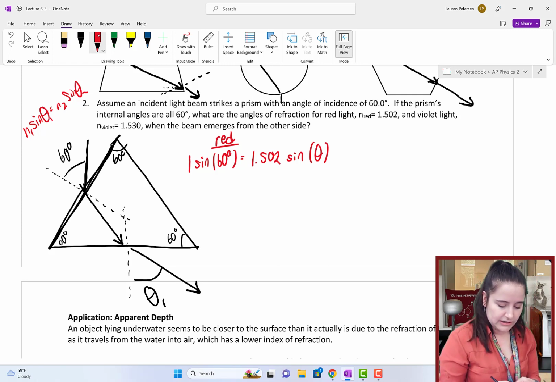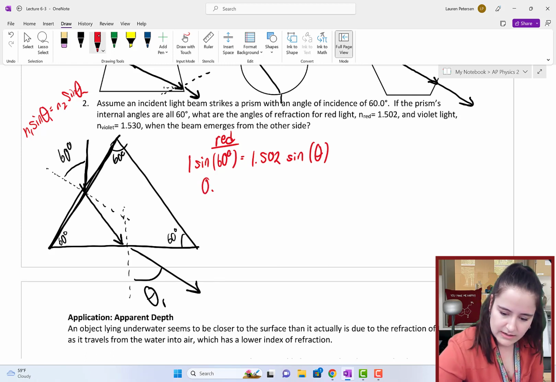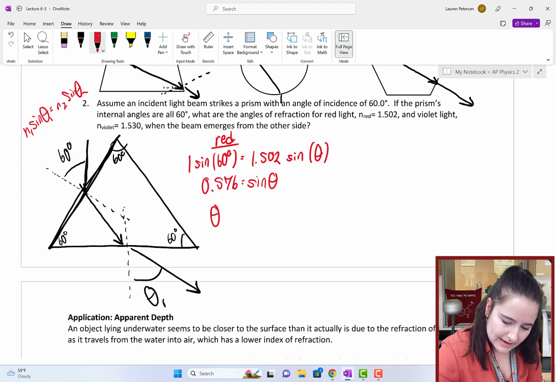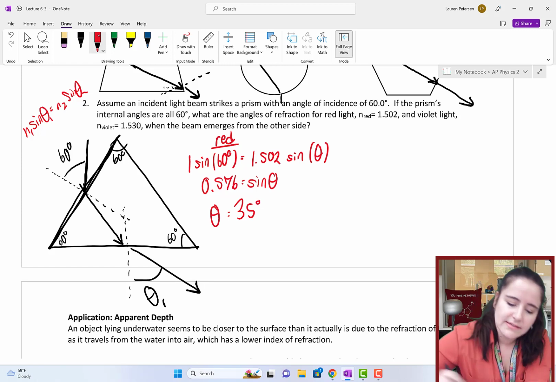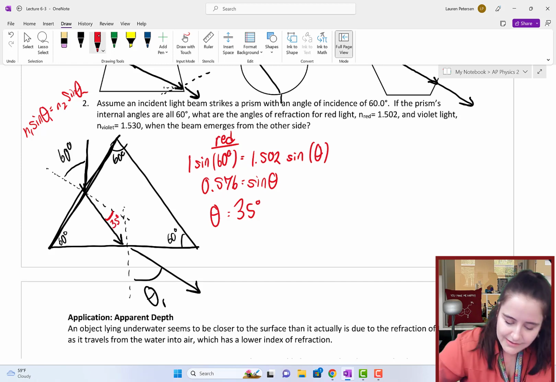The sine of 60 degrees is 0.866 divided by 1.502. Okay, and then that gives me 0.576 equals the sine of that angle. And I take the inverse sine of it to get an angle of 35.2 degrees. So I'm going to go with 35 degrees. So what that tells us is that this angle right here is 35 degrees.